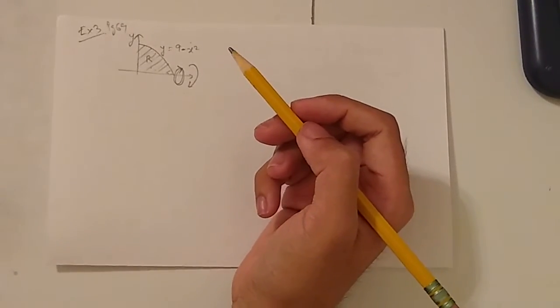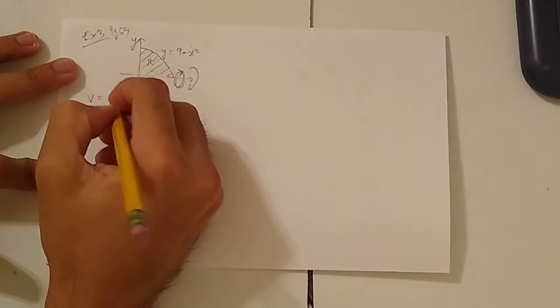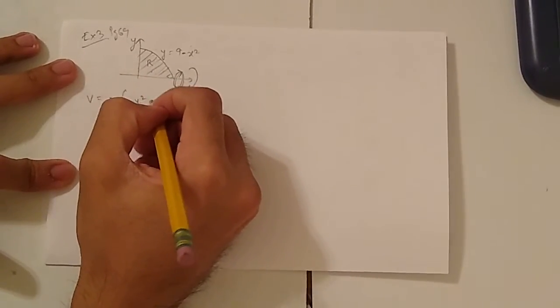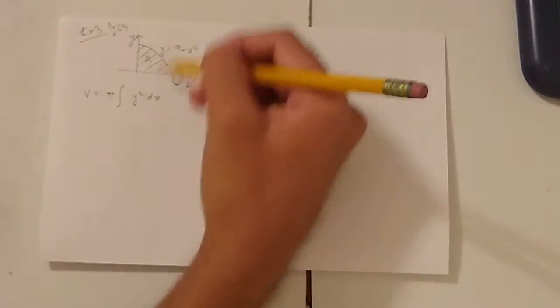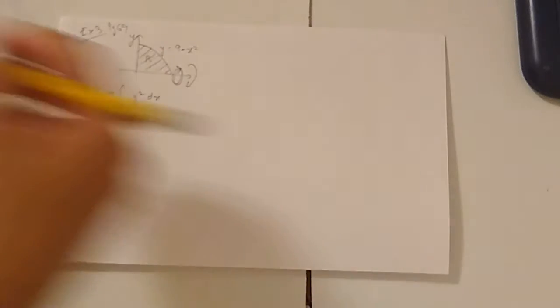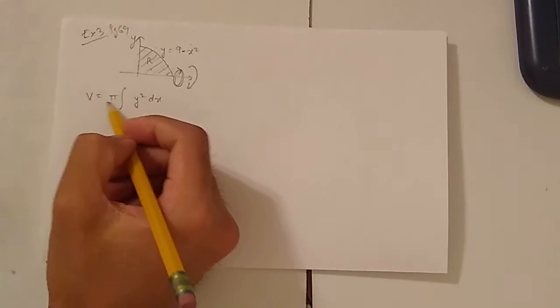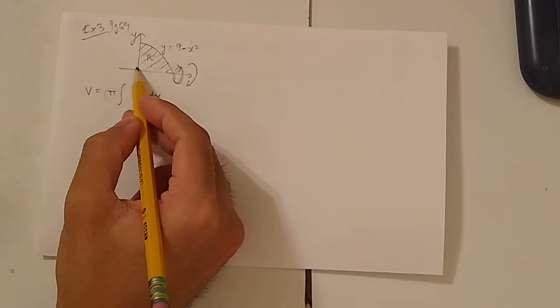The formula you will be using is v equals pi, don't forget the pi over here, into the integral of y squared with respect to x. This is the formula you will use because the entire thing is rotated along the x-axis. So pi into the integral of y squared with respect to x. Don't forget the pi. We have the limits. The lower limit is going to be 0.